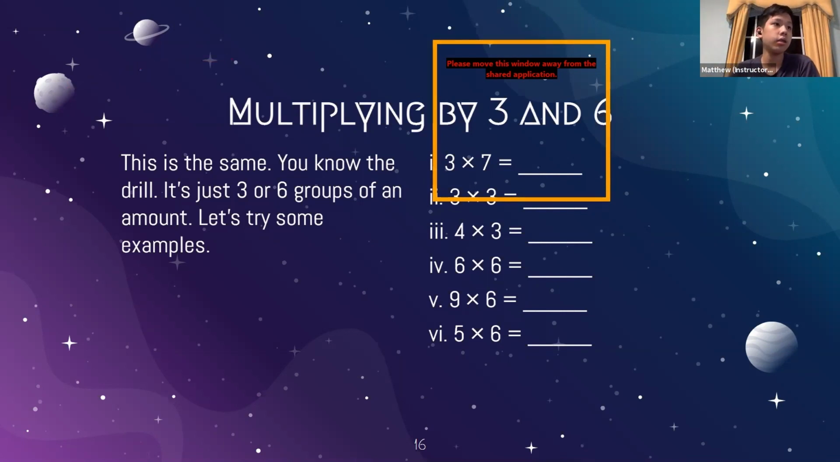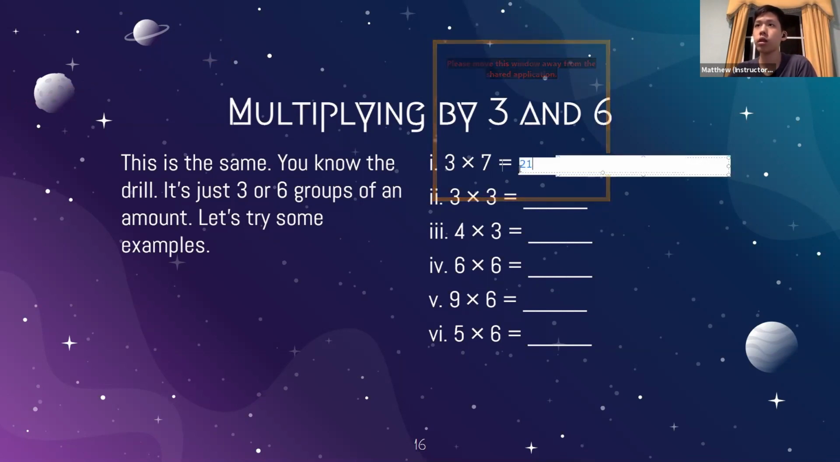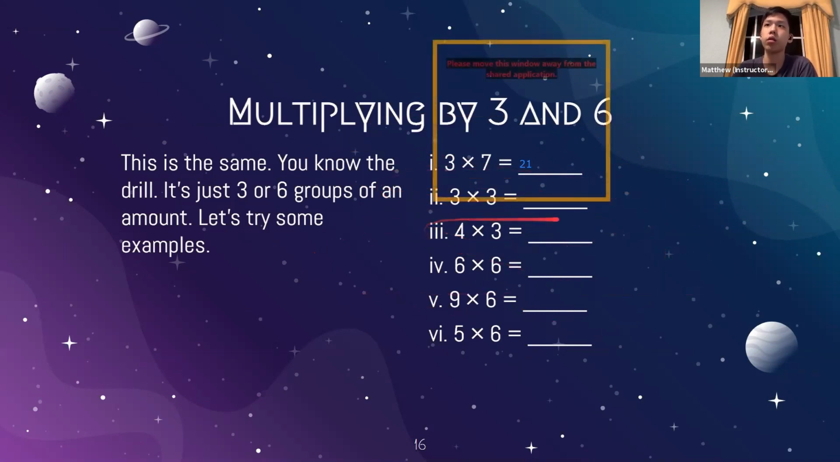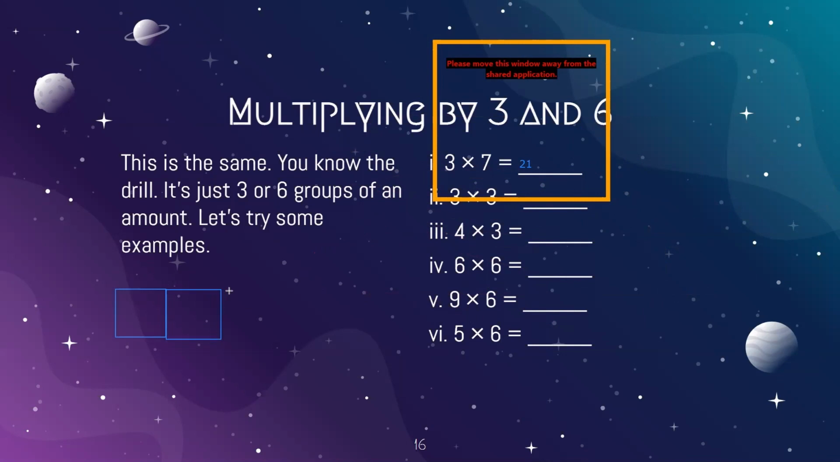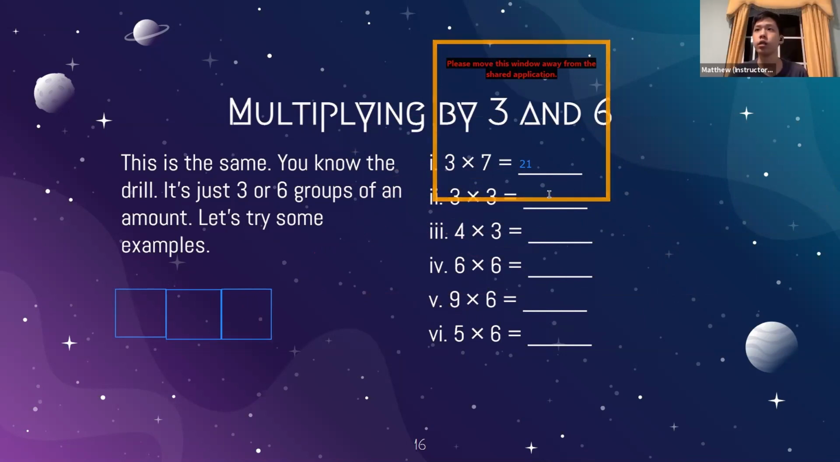Yeah. Selena got the first question. She has put an answer of 21. The answer to the first question is indeed 21. So let's see you guys try. What about the next one? Does anyone know what this would be? That is the same as 3 groups of 3. 9. Correct. The next one is indeed 9.